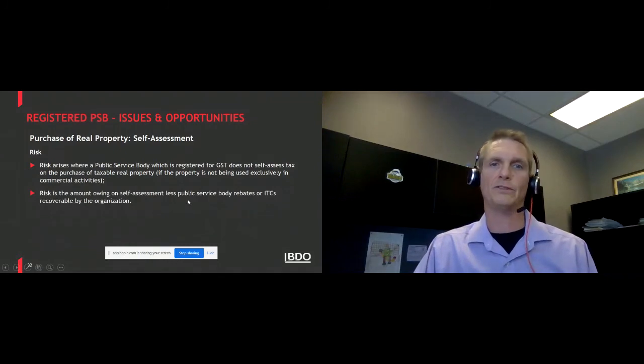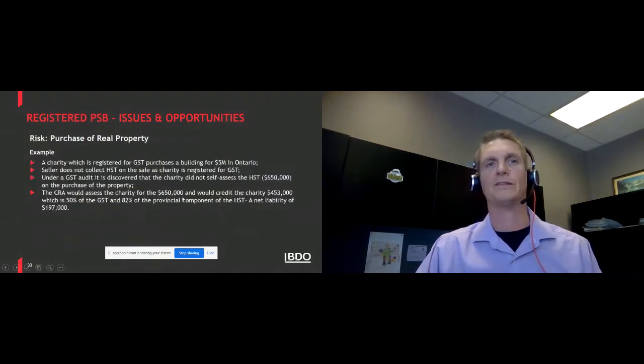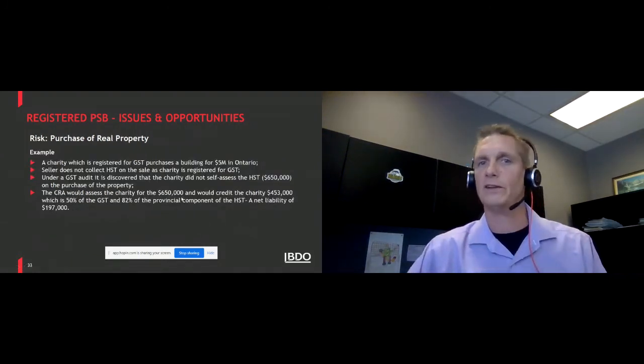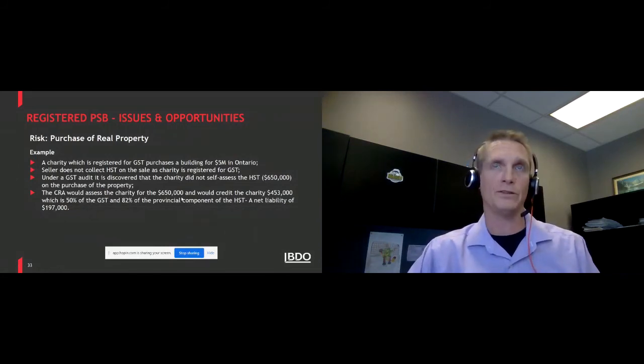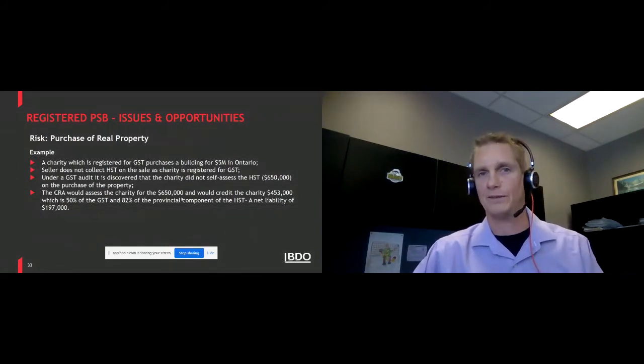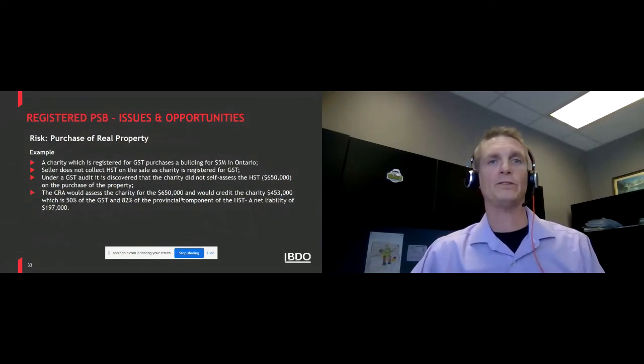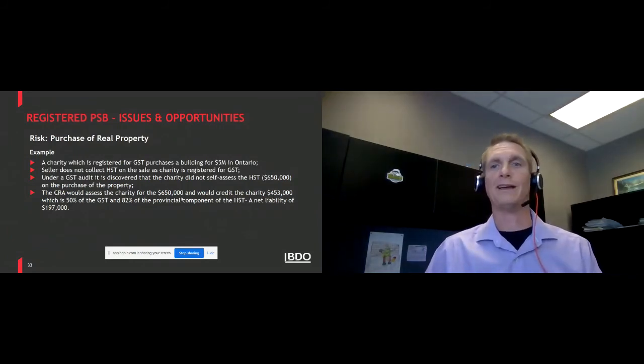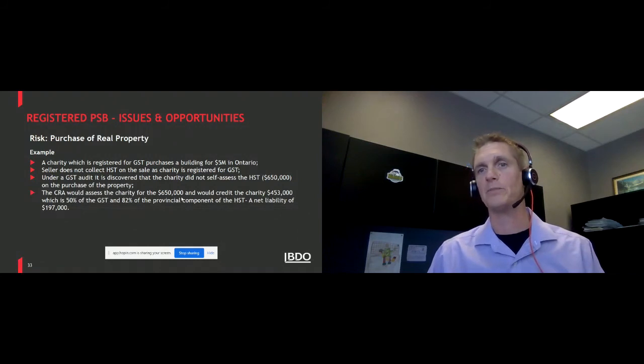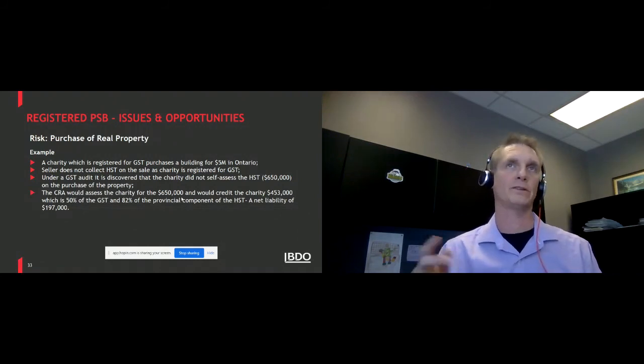And just to put this into some dollar figures, let's say we have a charity in Ontario that buys a building for $5 million. They're not using it in a commercial activity, but they're registered for GST. So the tax that they are required to self-assess on the property is $650,000, 13%.